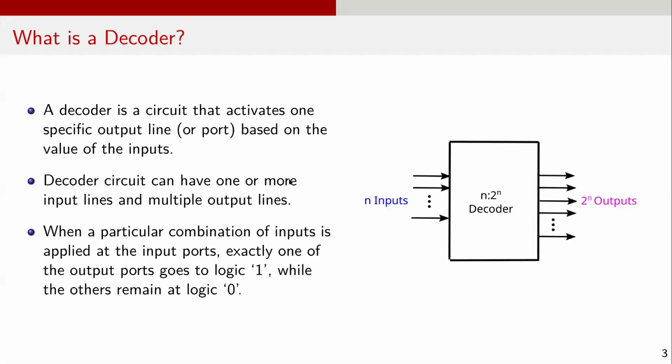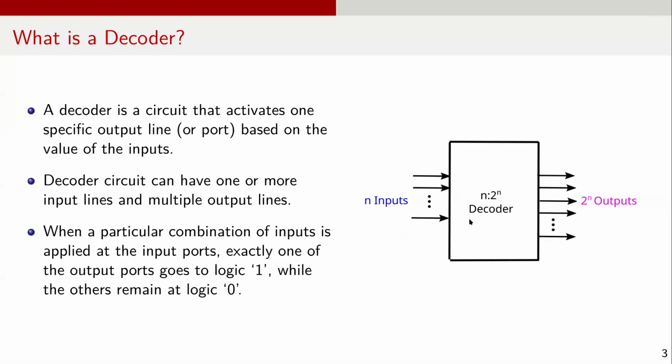A decoder is a digital circuit that activates one specific output line or port based on the value of the inputs. Decoder circuits can have one or more input lines and multiple output lines. In simple terms, a decoder is a selector circuit. When a particular combination of inputs is applied at the input ports, exactly one of the output ports goes to logic 1, while the others remain at logic 0.